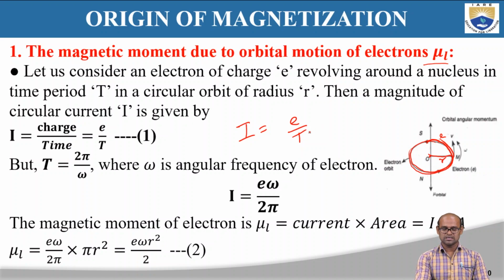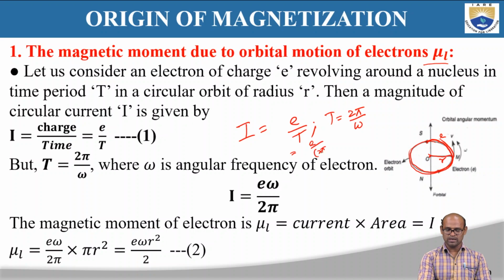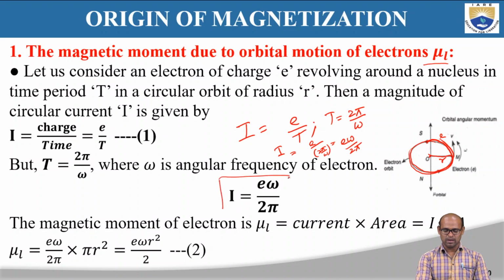Here T is the time period, and you can write this time period in terms of angular frequency as 2 pi by omega. Now you can substitute this T in this equation. So e divided by 2 pi by omega, or e omega by 2 pi. This is the magnitude of the current that is produced because of the orbital motion of electron.